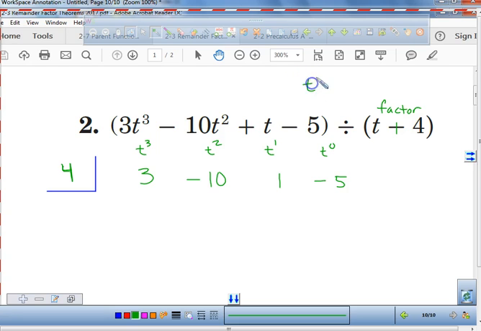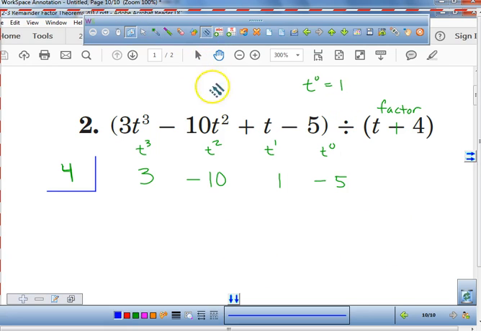Just remember, t to the power of 0 is just equal to the number 1. Any number raised to the power of 0 is 1. $1 million in the bank account, awesome. $1 million raised to the power of 0, now you're down to 1.